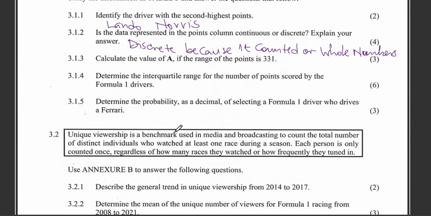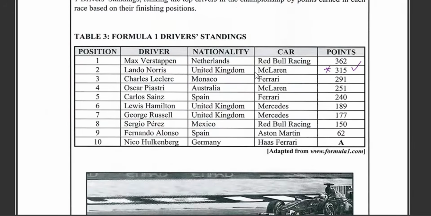Okay, let's continue. They are telling us, calculate the value A if the range of the points is 331. Now, they have already given the range. And you know very well how they got the range: they took the highest value minus the lowest value. Ask yourself, where is A? Looking at these points, the first position is already the highest value, since they are arranged. But A could be the lowest, in position number 10. So the lowest value is missing.